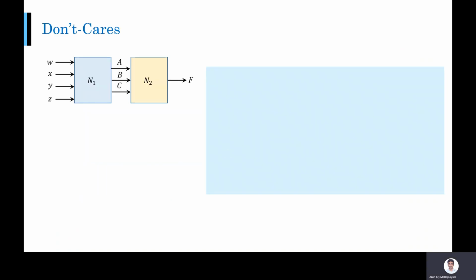We will start with don't care in this lecture. Suppose you have a situation like this. There are two blocks in this combinational circuit. One block is N1, it has 4 inputs. Another block is N2, which has 3 inputs. These 3 inputs are coming from the outputs of N1.